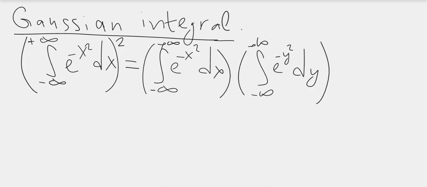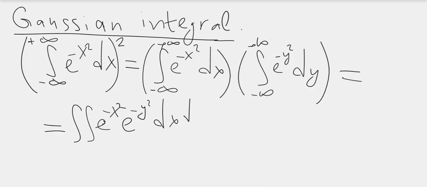So now since it's two different variables, we can combine these two integrals together and convert it into a double integral. So it's equal to the double integral of e to the power minus x squared times e to the power minus y squared dx dy, and this is taken over the whole space R squared, the whole plane.